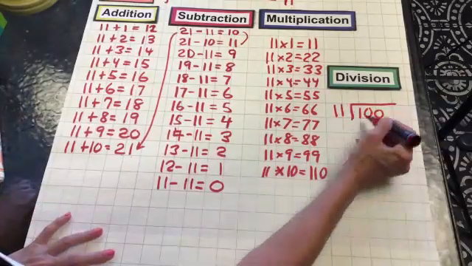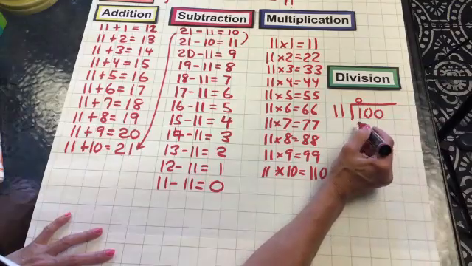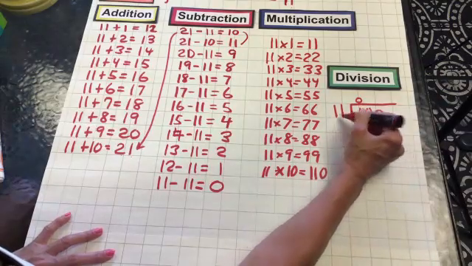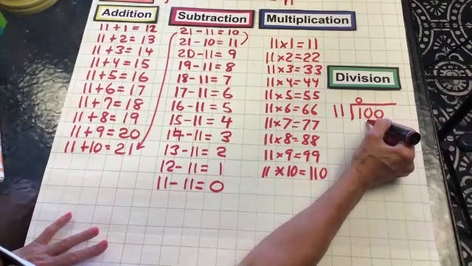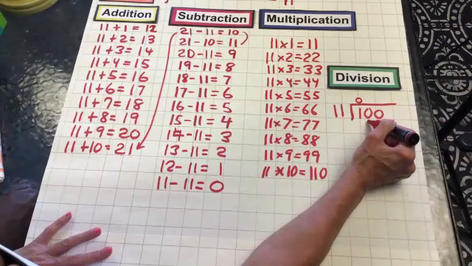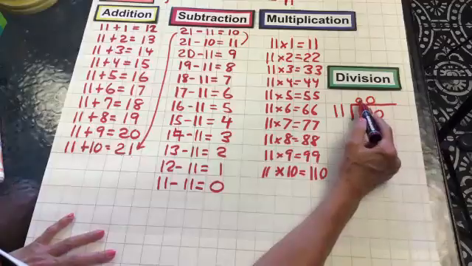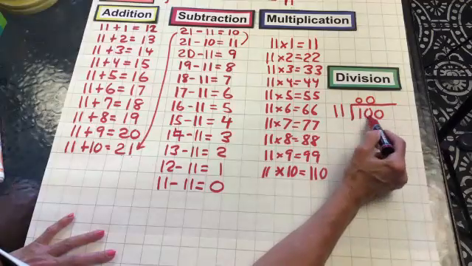So 11 doesn't go into 1. So we put a little 0 over the 1 right there. Then we go to 10. Does 11 go into 10? No. If the item costs $11 and we only have 10, we can't buy any. So that's a 0 on top there. So we're holding these two place values.